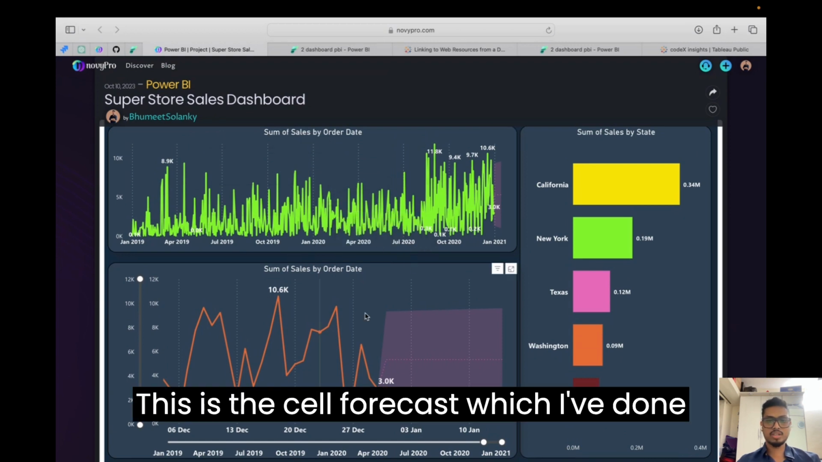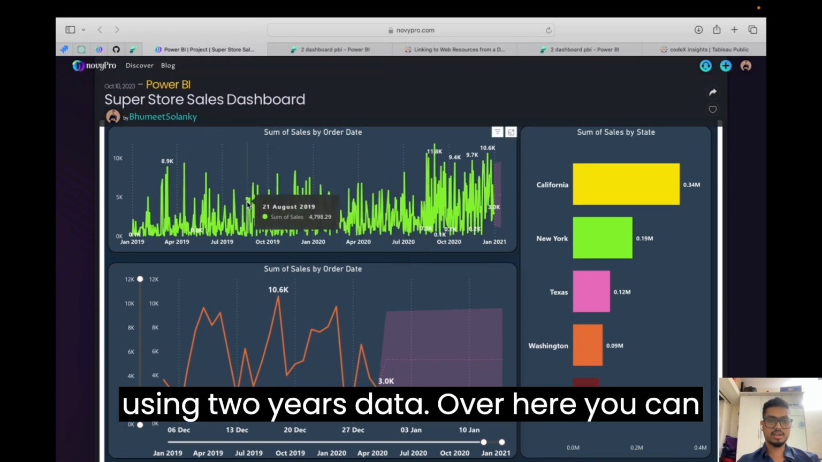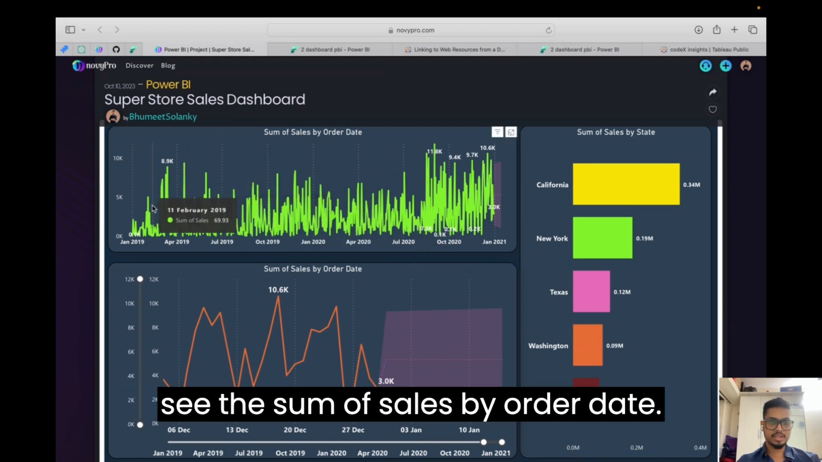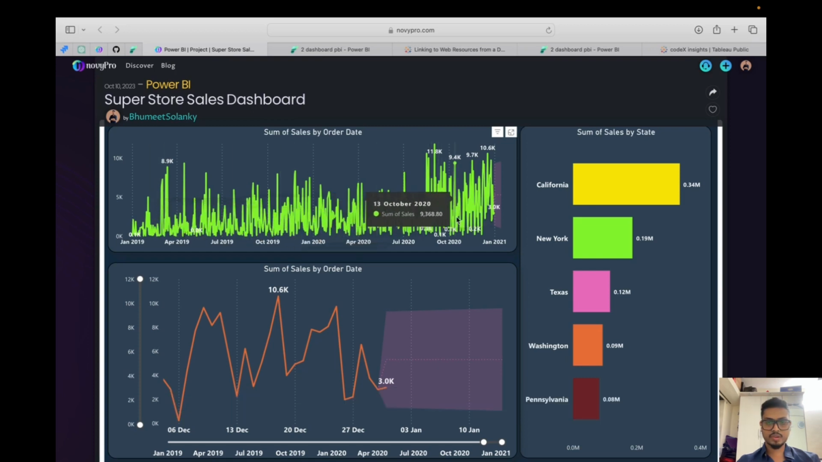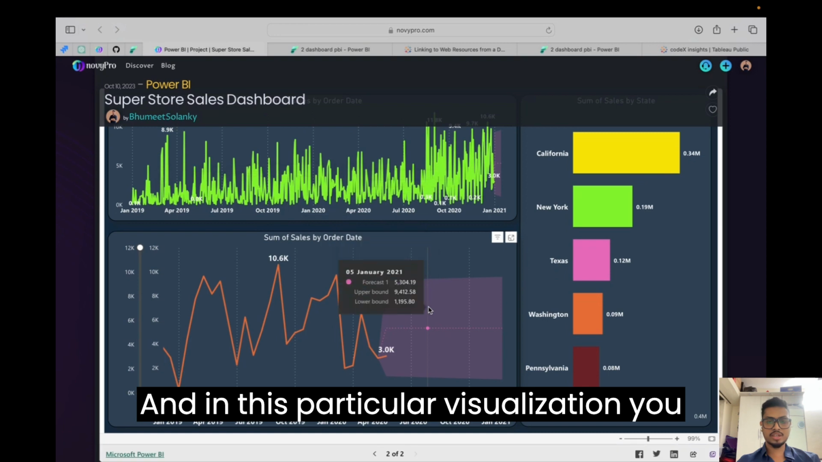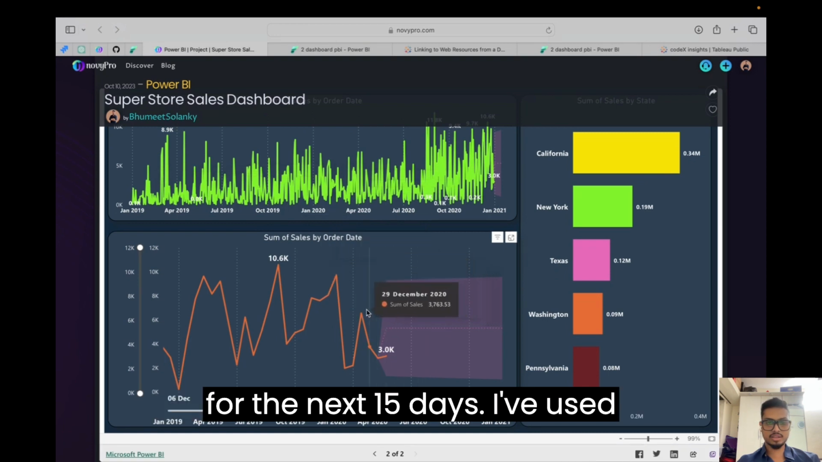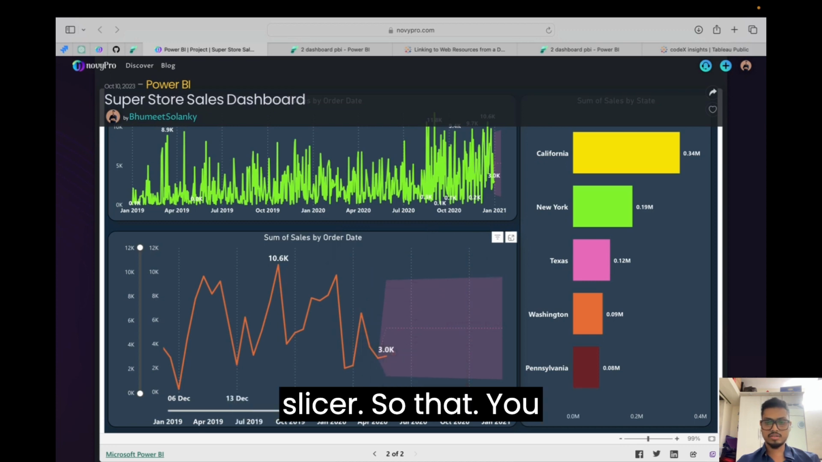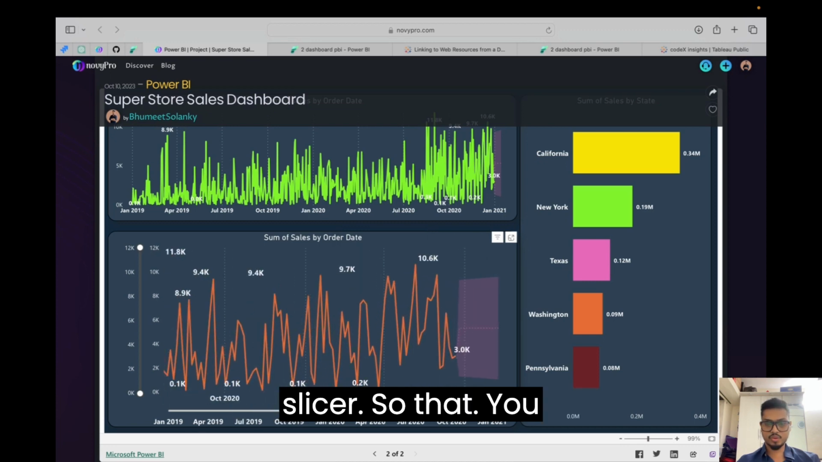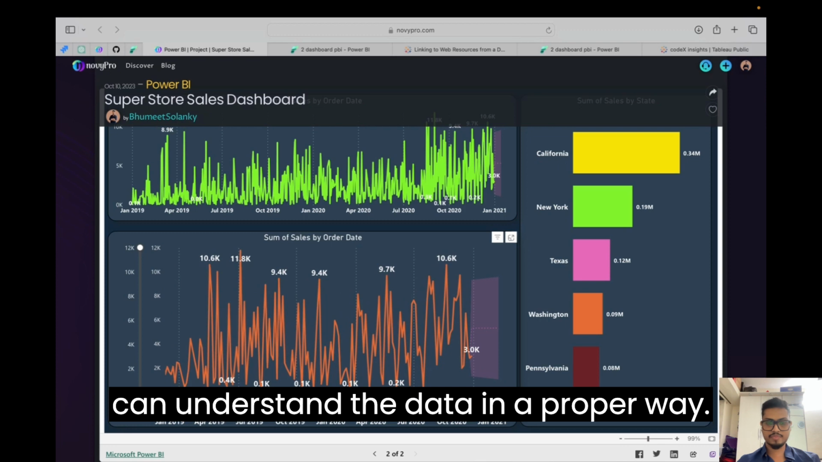This is the sales forecast which I have done using 2 years of data. Over here, you can see the sum of sales by order date. And in this particular visualization, you can see the forecasting which I have done for the next 15 days. I've used a slicer so that you can understand the data in a proper way.